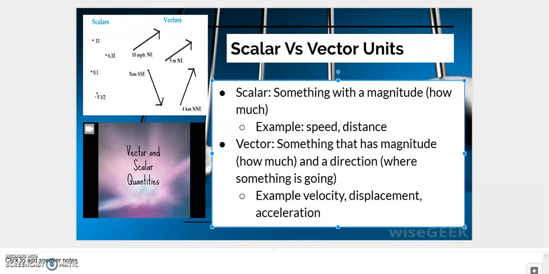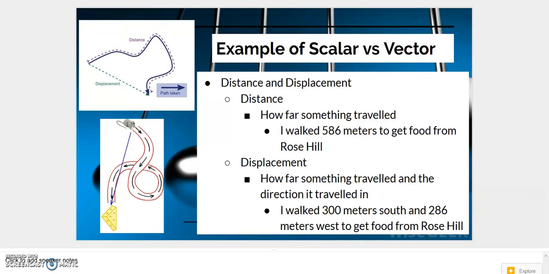So let's talk about that a little bit more. Distance and displacement. Two examples. Distance is scalar. It tells you how far something traveled. Distance just is how far. Displacement, however, is a vector. A vector tells you how far something traveled and the direction it traveled in.